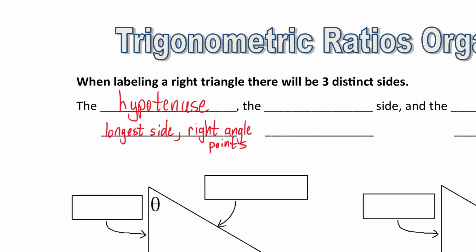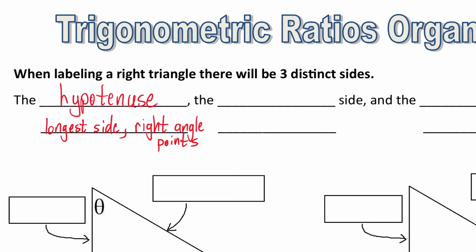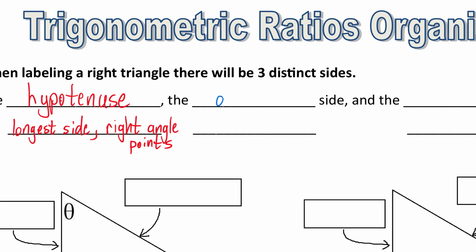Okay, after we label the hypotenuse, what's the second side we always label? It is the adjacent side. How do we know which side is the adjacent side? It's the one that touches the angle that we're dealing with.